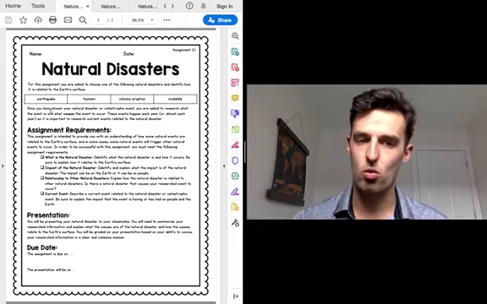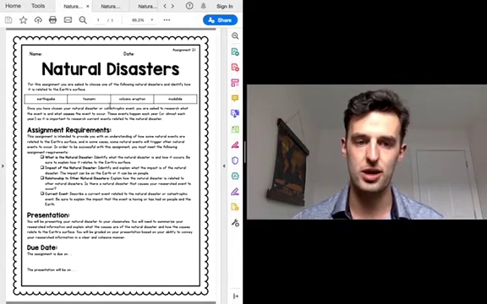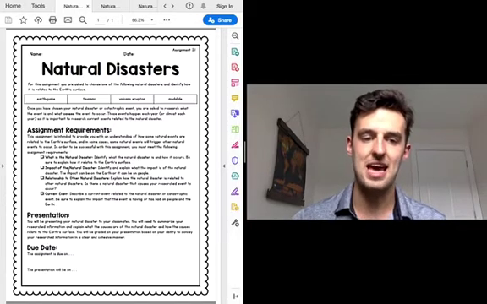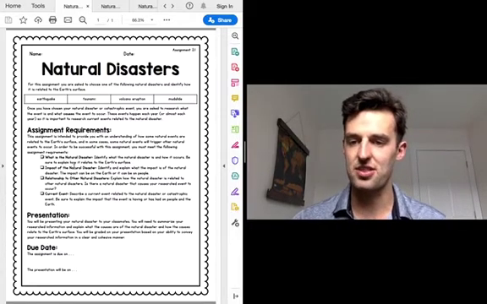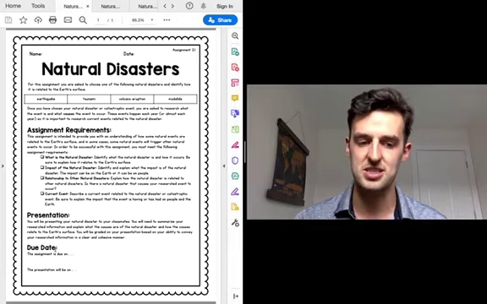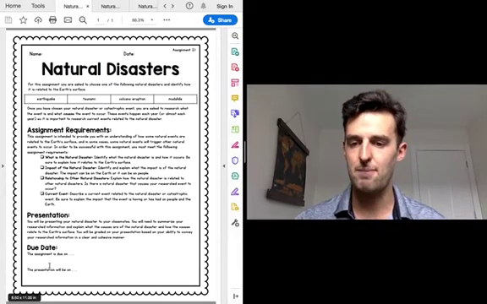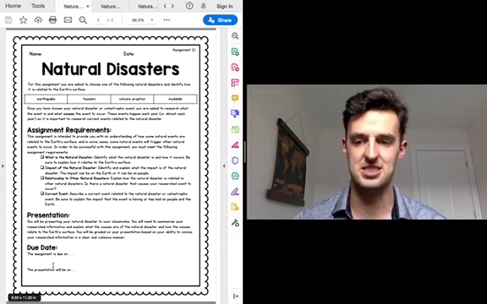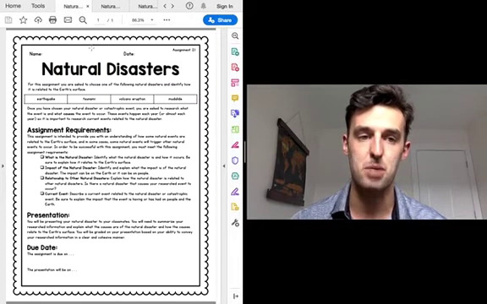So, page number 1, again, here are your options: earthquake, tsunami, volcanic eruption, and mudslide. And this just goes over, again, the requirements that you need to have and the things that you need to talk about in your presentation, with the due date being June 19th. That is when I would like to see these projects handed in by.